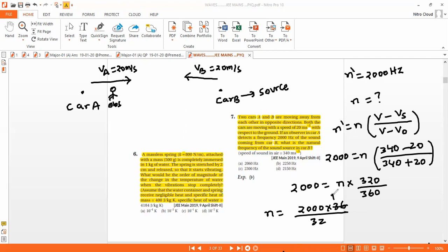Approximately, 4 nines are 36, 4 eights are 32. So I will write it as 90 into 100 by 4. 25 into 9 means 225, so 2250 hertz. See, option B.